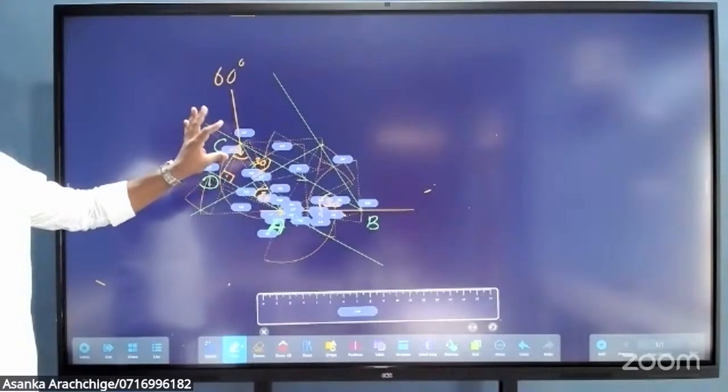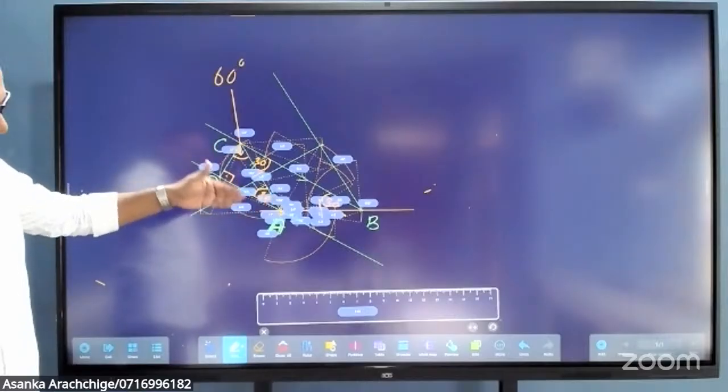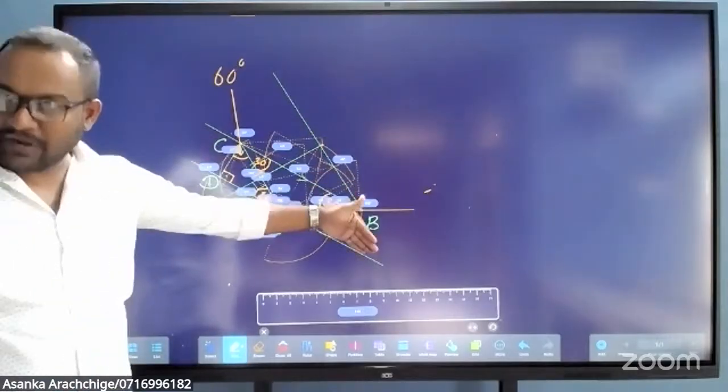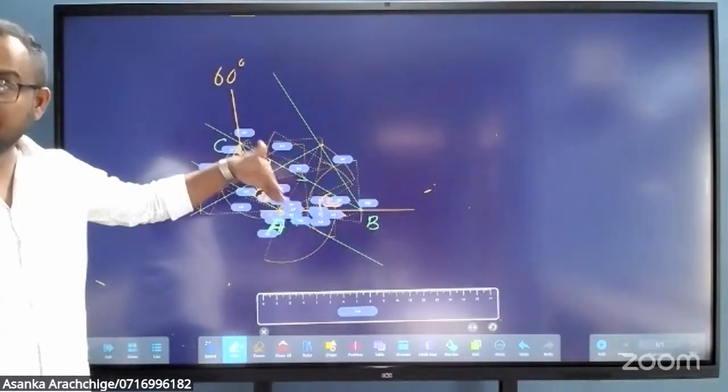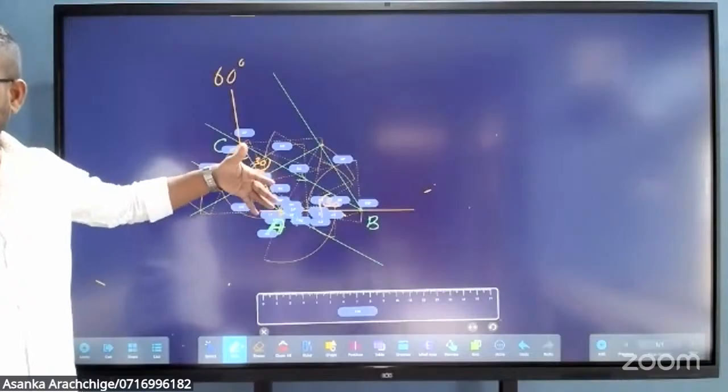All the measurements are appearing there. Understood? That is why the final construction, that means when we go to the final steps, some of the previous steps are hidden.